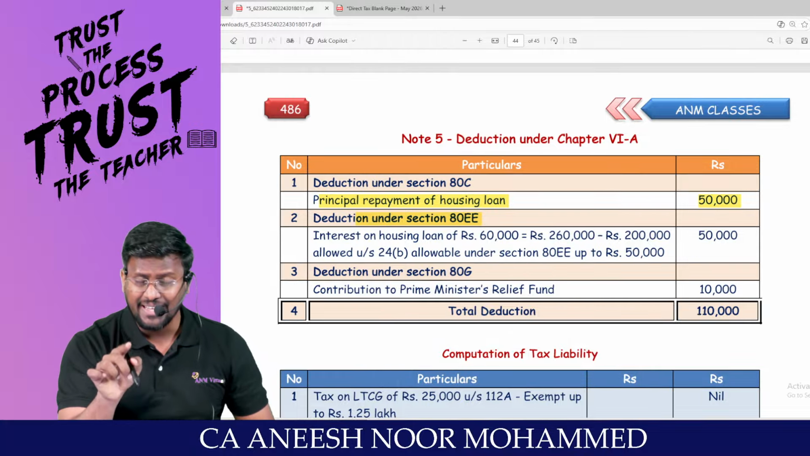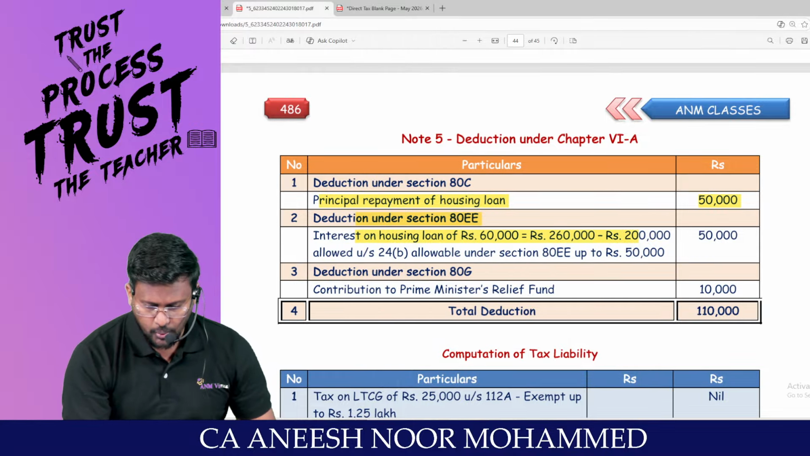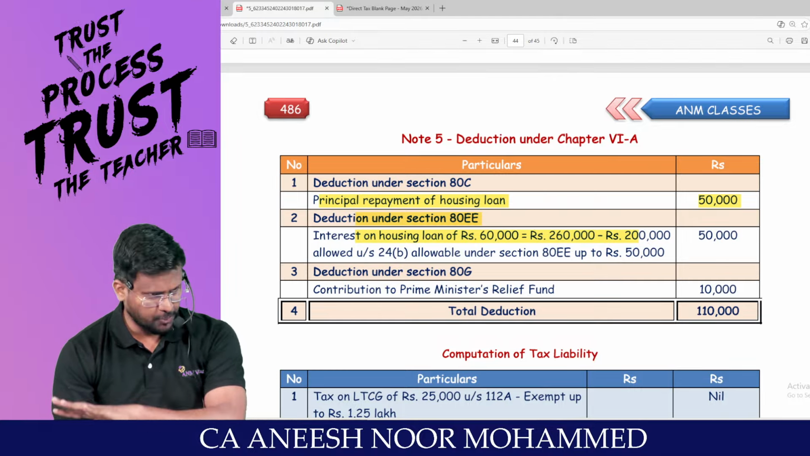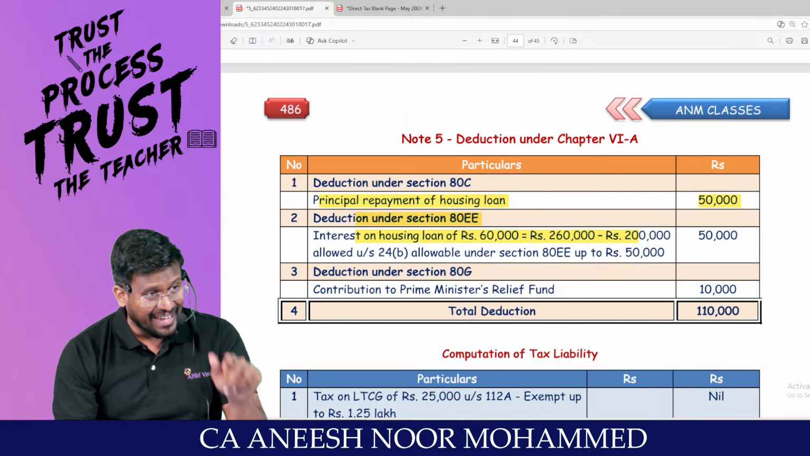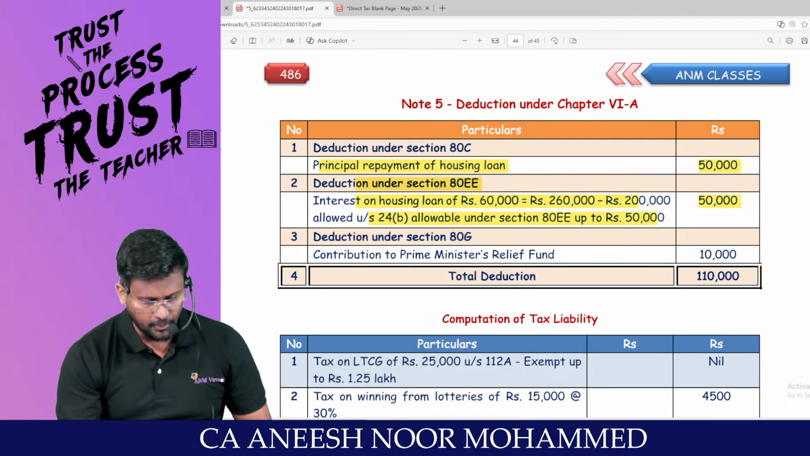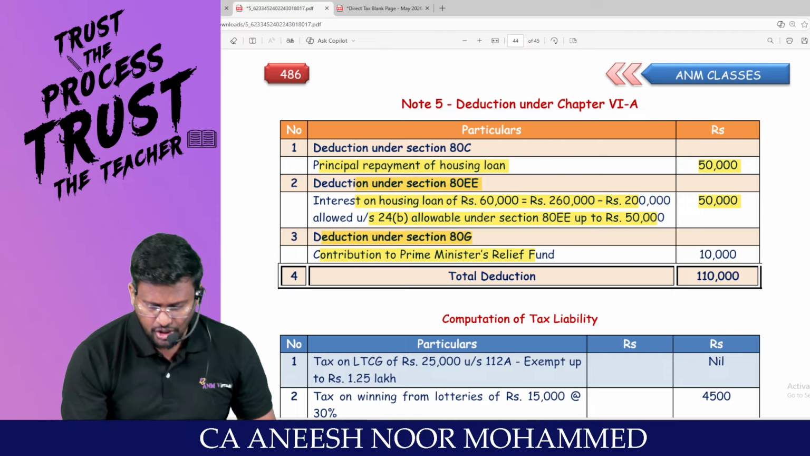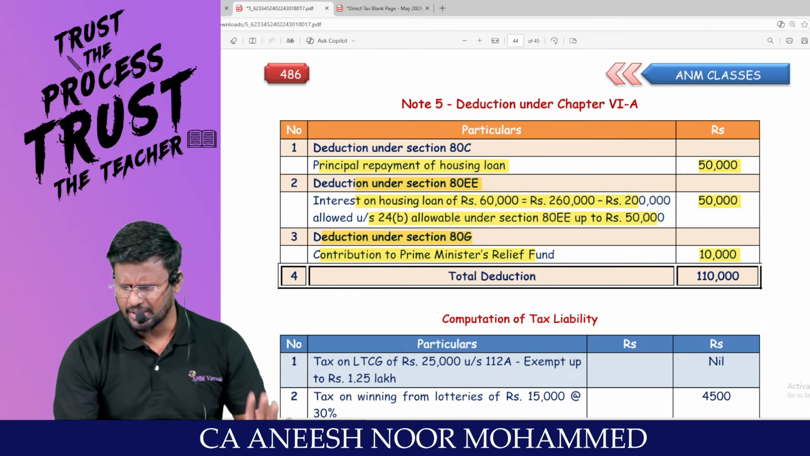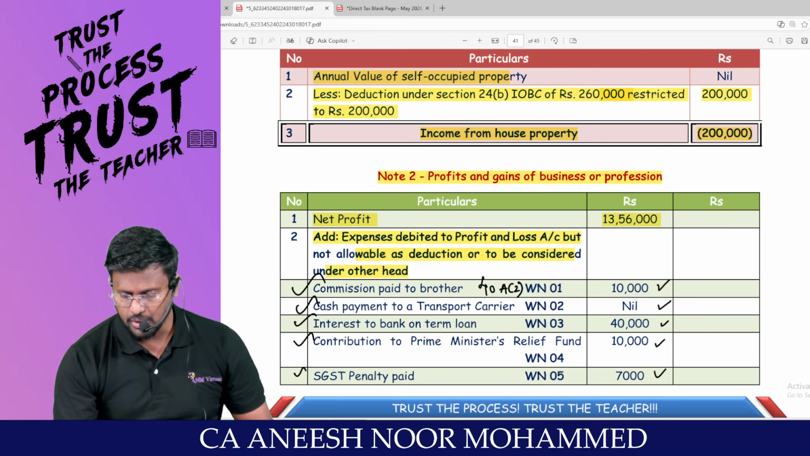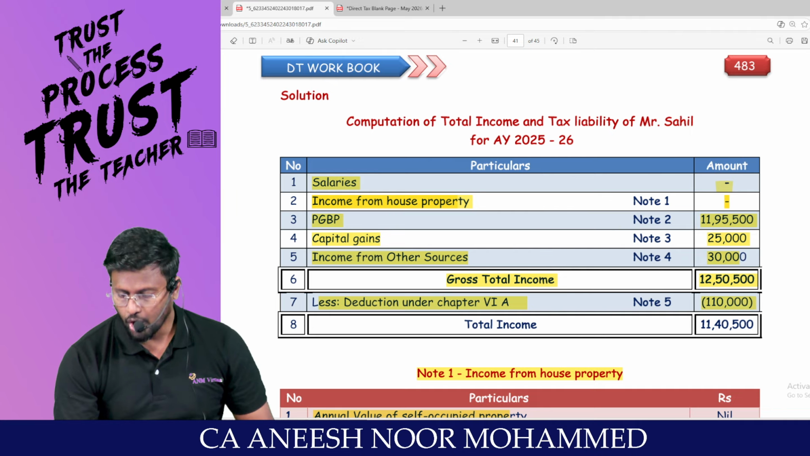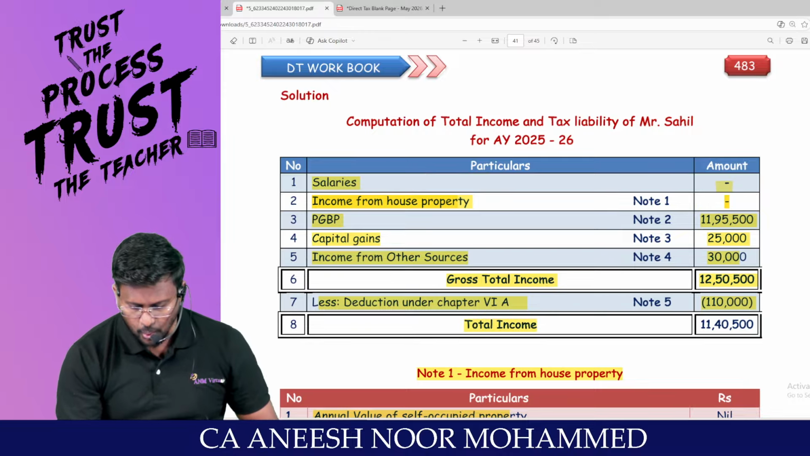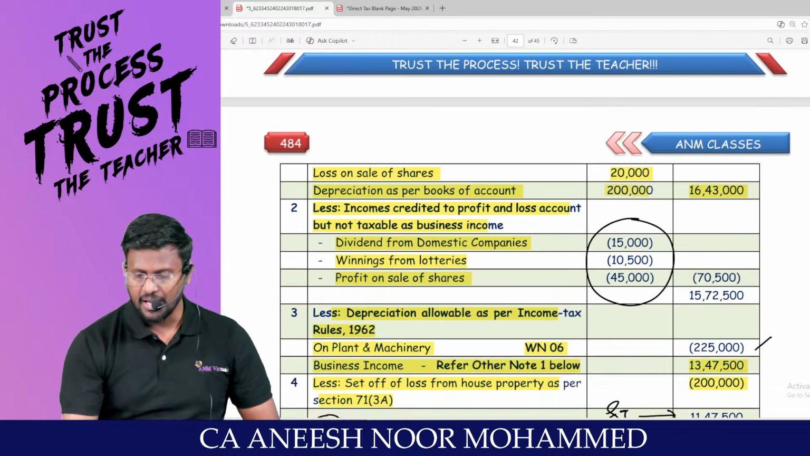Deduction under 80EE interest. Sir, actually out of 2,60,000, we already claimed 2 lakh under income from house property. Remaining 60 is there, but under 80EE, only how much is allowed? 50,000 is allowed. Are you all ready with me? Deduction under 80G, Prime Minister's Relief Fund, 100% deduction, 10,000. So the total deduction would be 1,10,000. So from the gross total income of 12,50,500, if you remove 1,10,000, the total income will be 11,40,500.